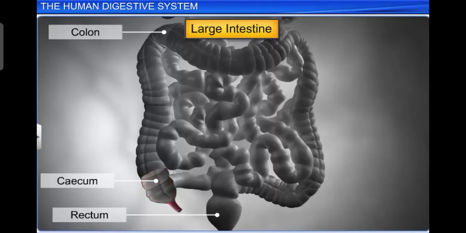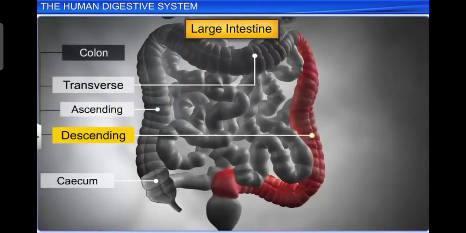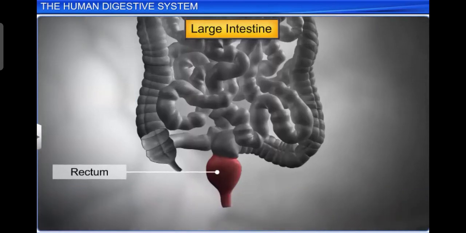The colon is divided into four parts. Again, this is the vermiform appendix, and the cecum. The colon is divided into four parts: ascending, transverse, descending, and sigmoid colon. So four parts of the colon. The descending part opens into the rectum, which opens out through the anus. This is the rectum, which opens out through the anus.